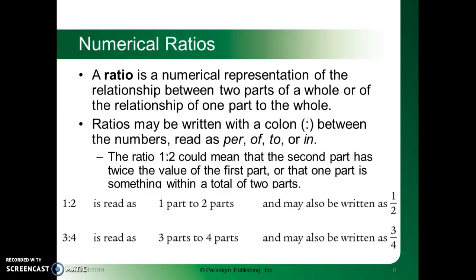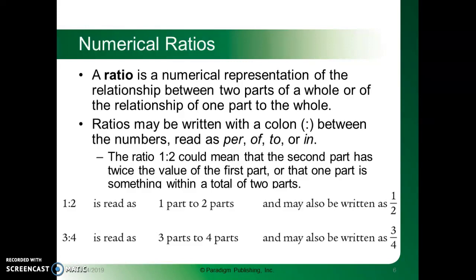So ratios may be written with a colon between the numbers, read as per, of, to, or in. The ratio 1:2 could mean that the second part has twice the value of the first part, or that one part is something within a total of the two parts. Okay, so in pharmacy, we like to use ratios as fractions. So that's very important that you understand how to add, divide, multiply, and subtract fractions, as what we learned in chapter 1. But today, in this instance, we're going to review them as ratios.